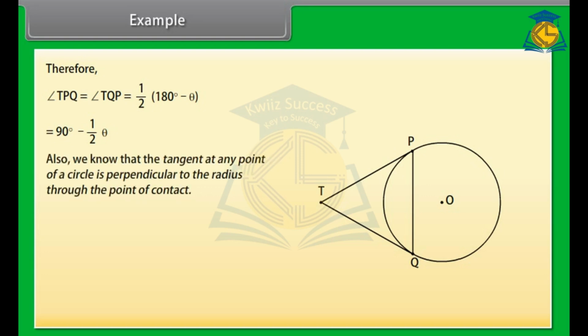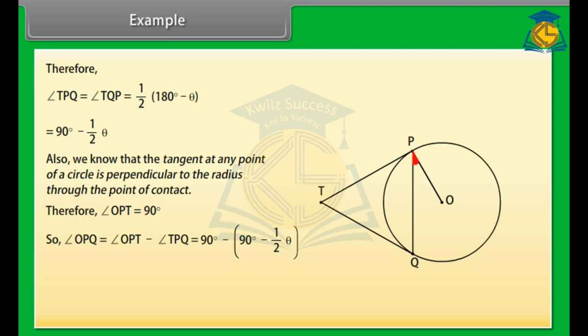Also, we know that tangent at any point of a circle is perpendicular to the radius through the point of contact. Therefore, angle OPT is equal to 90 degree. So, angle OPQ is equal to angle OPT minus angle TPQ, which equals 90 degree minus (90 degree minus 1 upon 2 theta), equal to 1 upon 2 theta, equal to 1 upon 2 angle PTQ, or angle PTQ is equal to 2 angle OPQ.